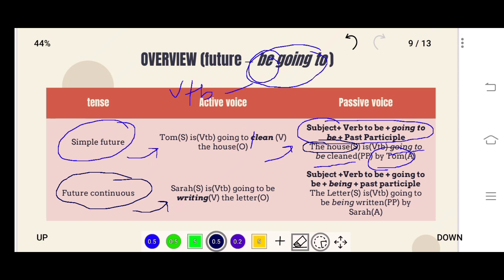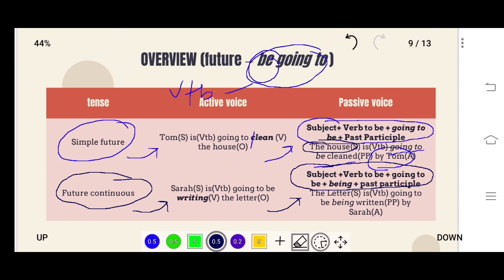Okay, Sarah is the subject, is is the verb to be, going to be, writing is the verb, the letter. Okay, so this is the formula. So let's take a look at how to change it into the passive voice. Okay, we change into the passive voice.